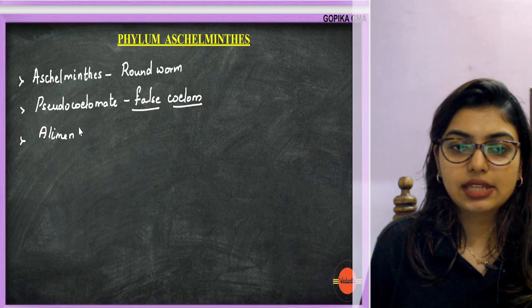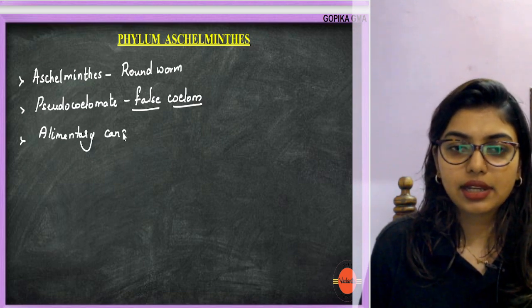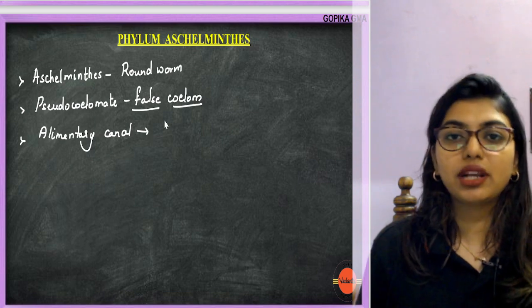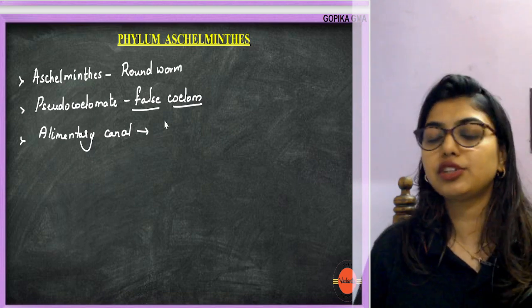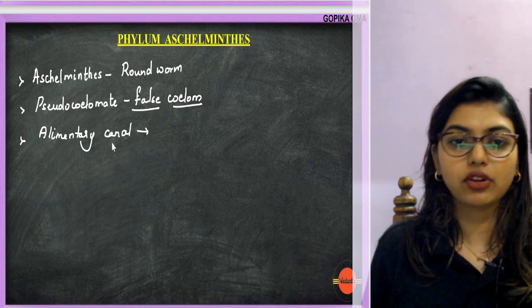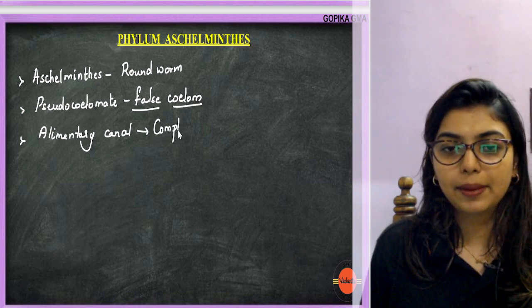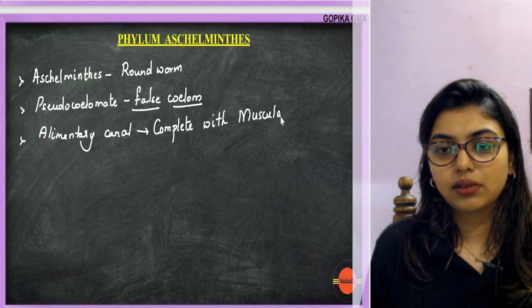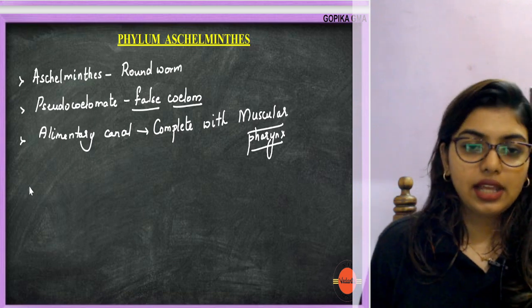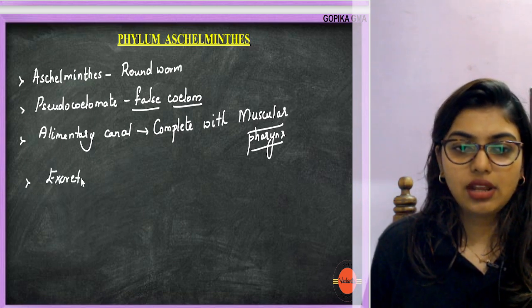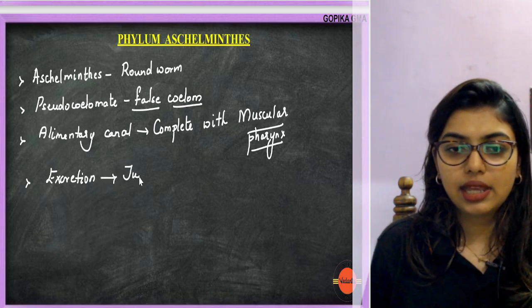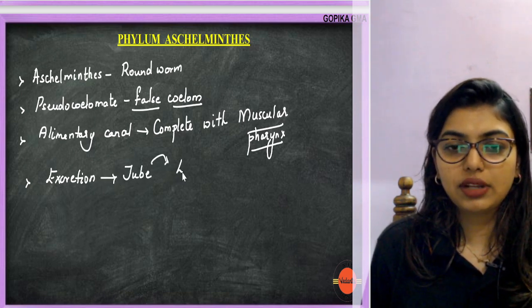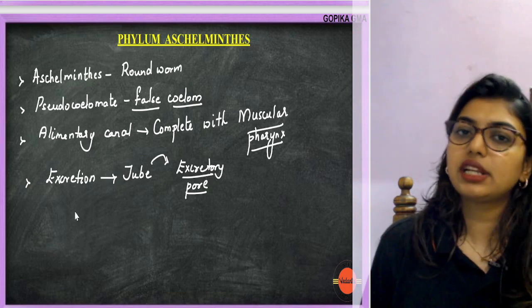I'm writing only the specialized characters, because there is no point writing the same thing again and again about triploblastic and all of that. You have to make a box where you write about each phylum, then that problem will not come at all. Alimentary canal is complete with muscular pharynx. Next, excretion happens with the help of a tube, and that tube will have an excretory port through which the waste materials come out.